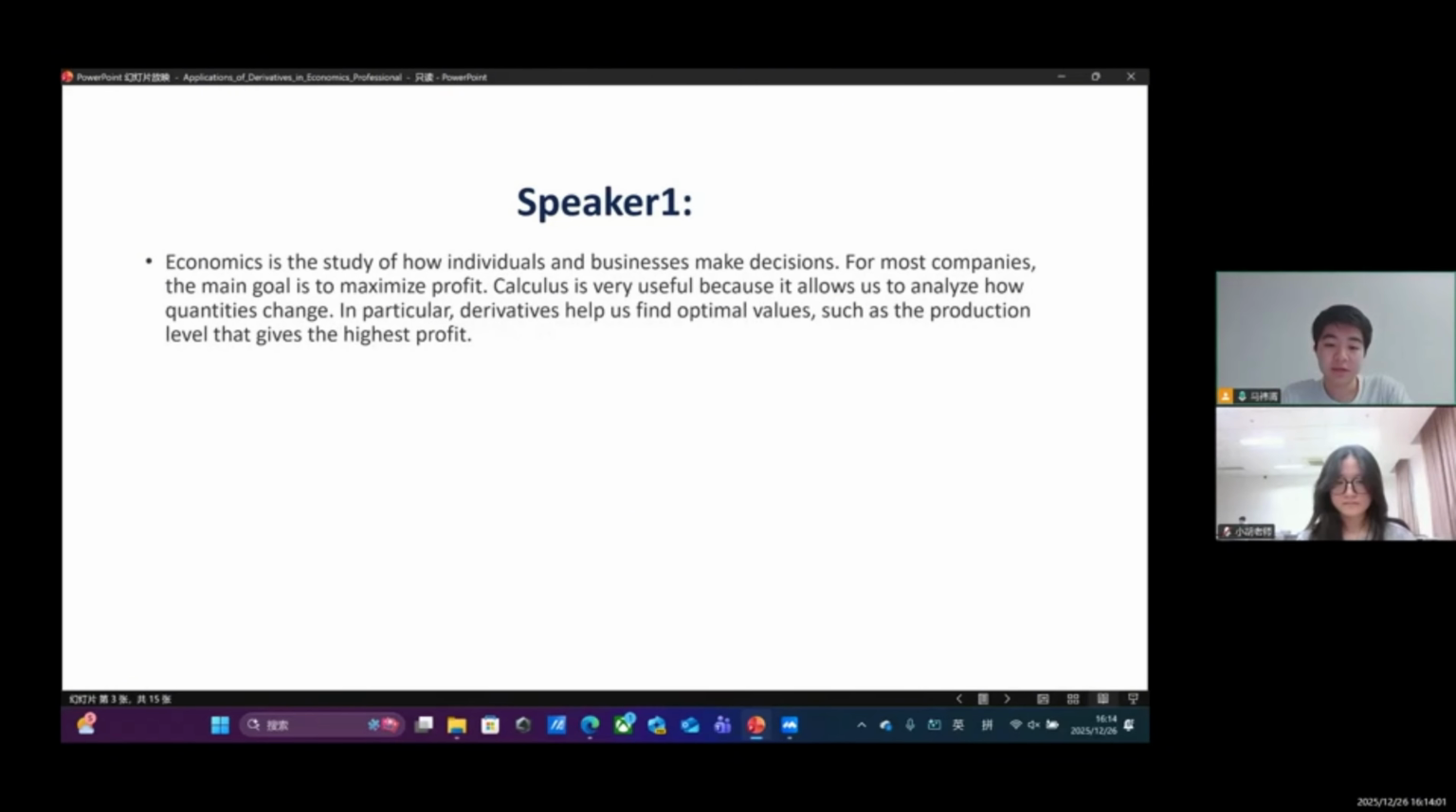Economics is the study of how individuals and businesses make decisions. For most companies, the main goal is to maximize profit. Calculus is very useful because it allows us to analyze how quantities change. In particular, derivatives help us find optimal values such as the production level that gives the highest profit.